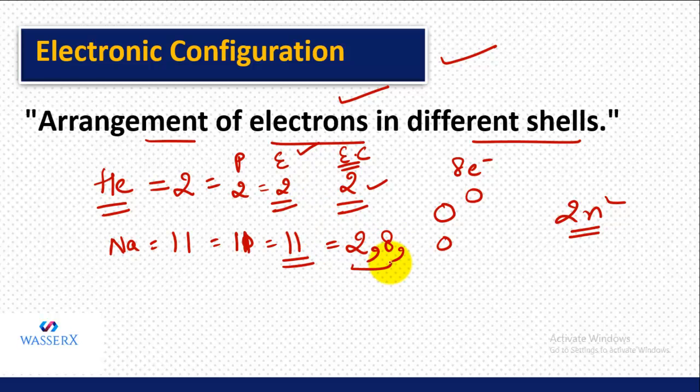So now it becomes 10. We are still left with 1, so we'll put it in the next shell. The electronic configuration will be 2, 8, 1. Also remember that when you are writing the electrons in different shells, you need to put commas in order to indicate that this is one shell, this is another shell, and this is again another shell.